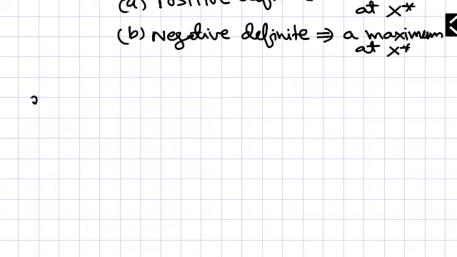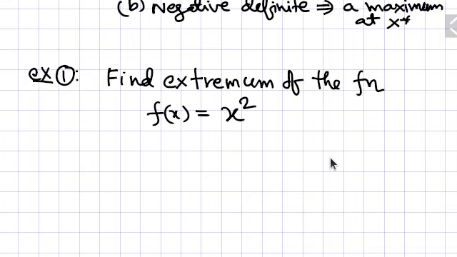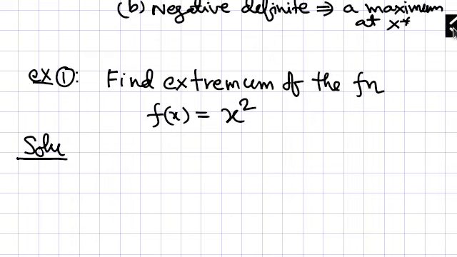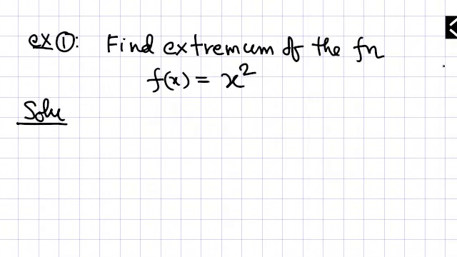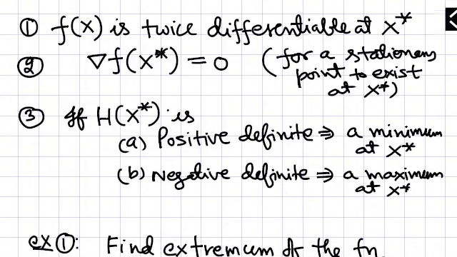Example number 1. It's a very basic example. You have to find the extremum of the function f(x) = x squared. Extremum means minimum, maximum, or it may be possible that it may not have any extremum. So for the solution, we go to condition number 1, whether this f(x) is twice differentiable. Yes, 2x and 2 you can decide. So condition 1 is fulfilled.